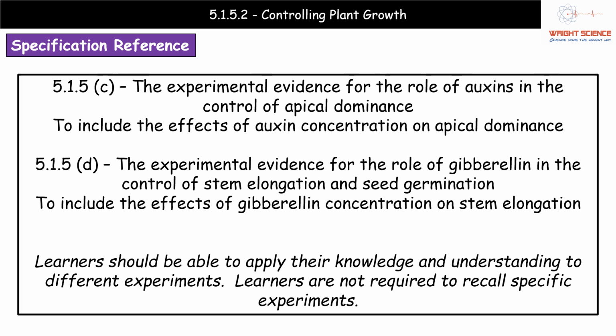What we're going to be doing in this video is having a look at a couple of specification references, 5.1.5c, the experimental evidence for the role of auxins in the control of apical dominance, and 5.1.5d, the experimental evidence for the role of gibberellin in the control of stem elongation and seed germination.